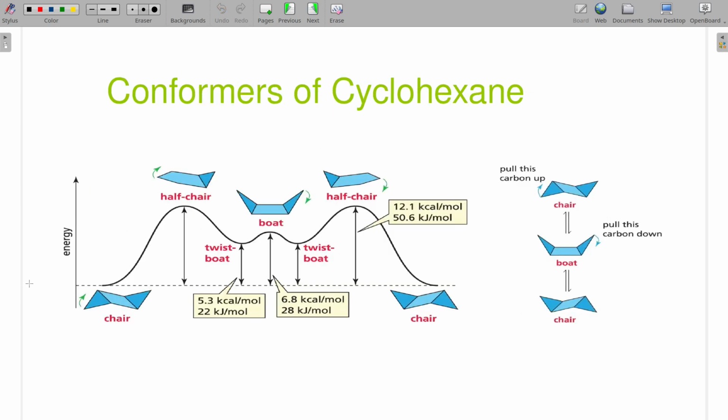We go from chair to the half chair to the twist boat, which there's a reason it's not drawn. I'm never going to ask you to draw any of these, to a boat, and then back to a half chair and chair. But we're going to actually focus on the fact that we can go from chair to chair, not so much how it goes through the steps.